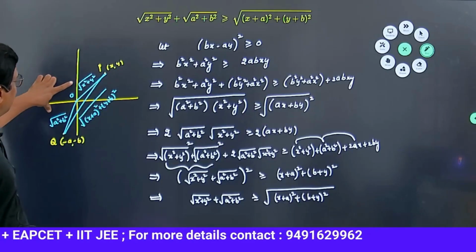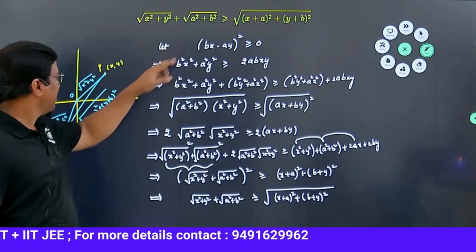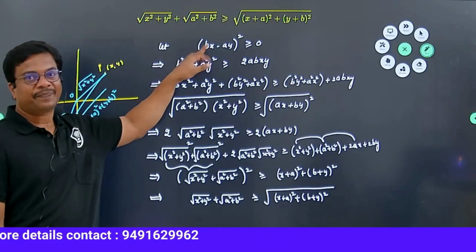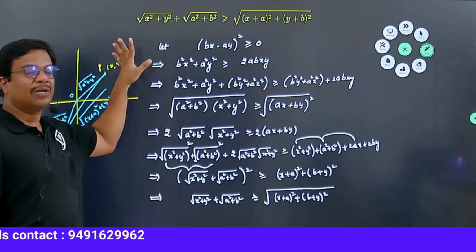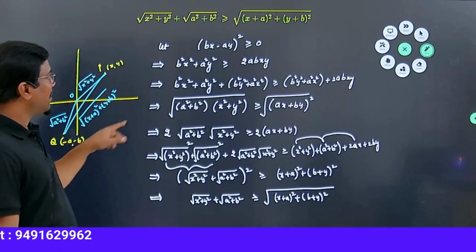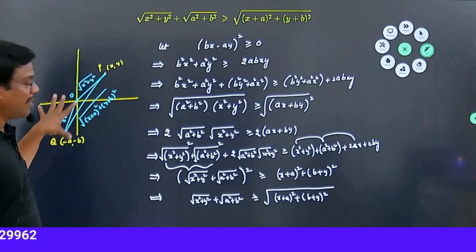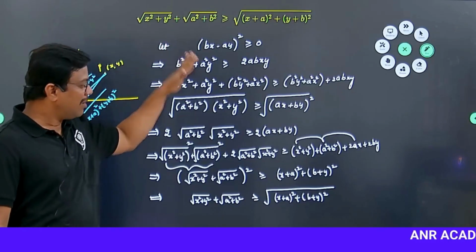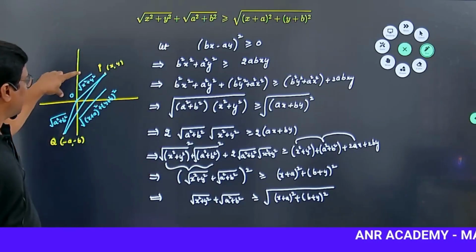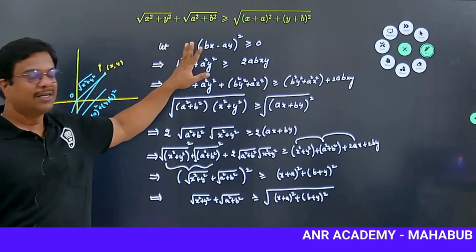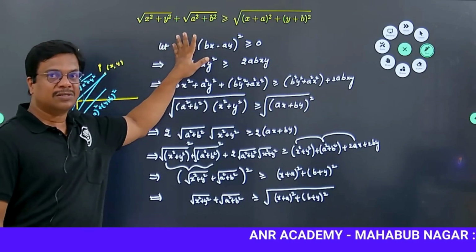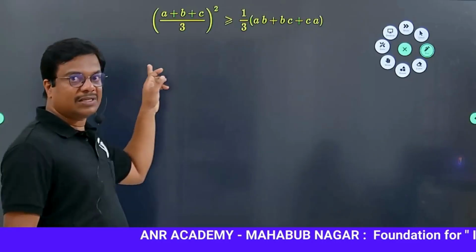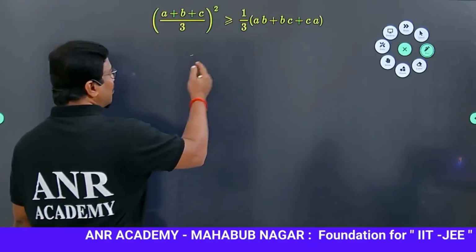You know that the sum of two sides, the left hand side, is always greater than the third side, and equality holds whenever the points are collinear. So you can easily remember it by this method without using all these steps. Just remember the sum of two sides is always greater than the third side, and equality holds in the collinear case. Next, the last one.